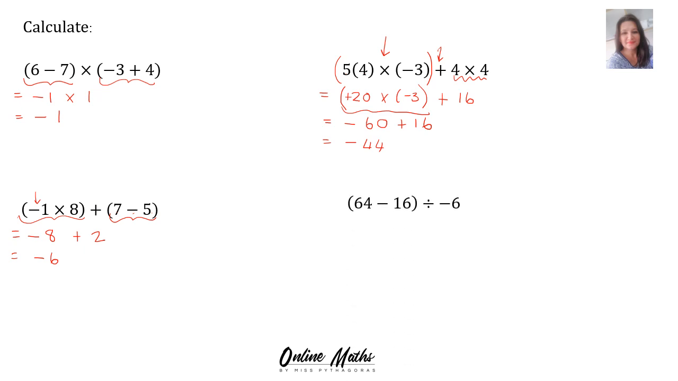Last one. The 64 minus 16 inside the bracket we will do first. So 64 minus 16 is 48. Divide by negative 6. And now you're going to say a positive divided by a negative is a negative. 48 divided by 6 is 8.